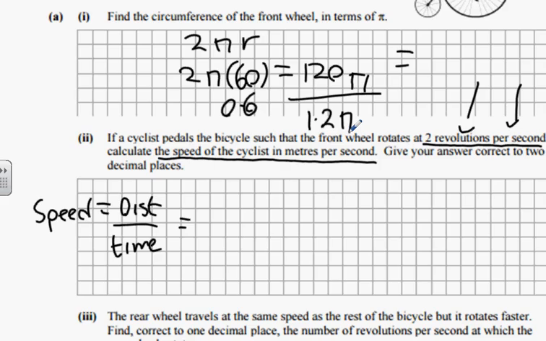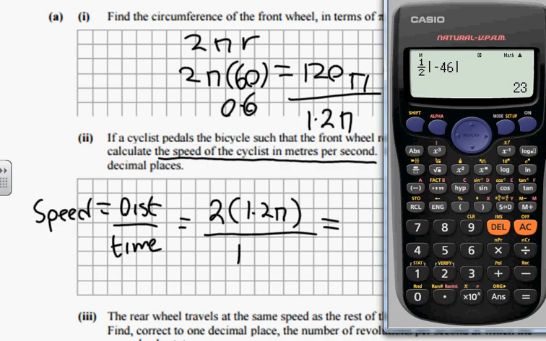So distance is going to be 2 times 1.2 pi. That's how much distance I cover in 2 revolutions. And the time, that's only in 1 second, isn't it? So 1 second, not 15, 1 second. That makes that 2.4 pi per second.